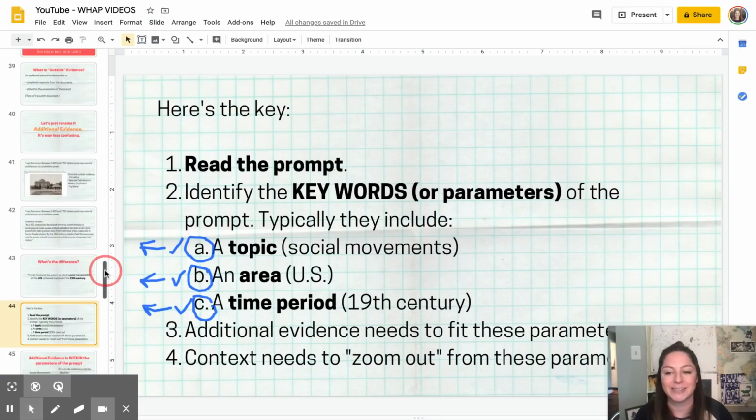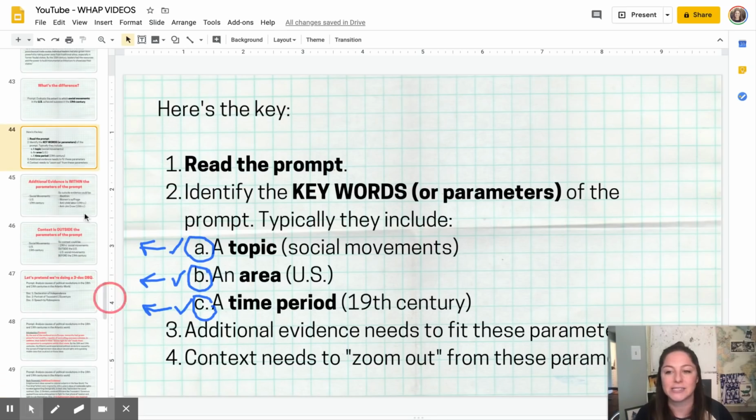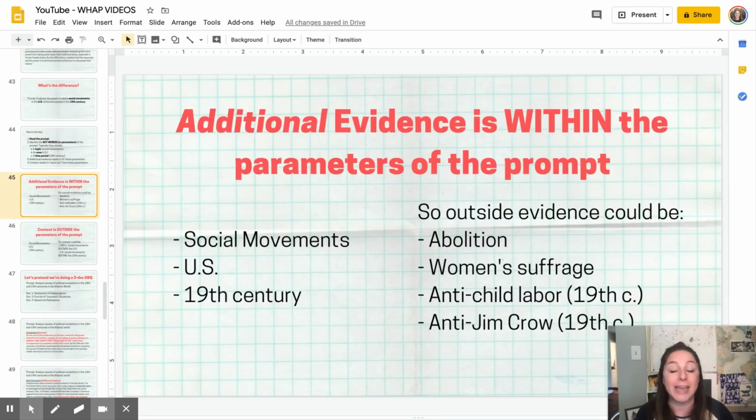All right, let's look at some other examples. So again, what you could talk about here with outside evidence for the prompt that I've given you, social movements, US 19th century, you could talk about abolition. That would be additional or outside evidence, right? Because it is all three of those things. It's a social movement, it's in the US, it's in the 19th century. You could talk about women's suffrage. You could talk about anti-child labor or anti-Jim Crow, as long as you keep it within the 19th century, right? Because it needs to be within all of these parameters.